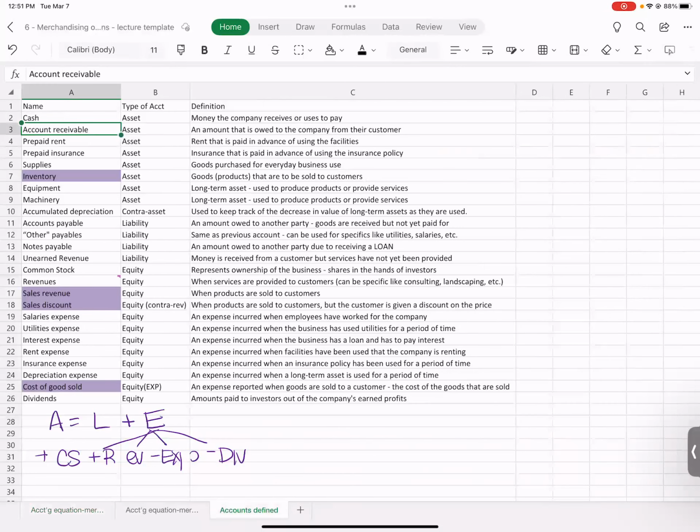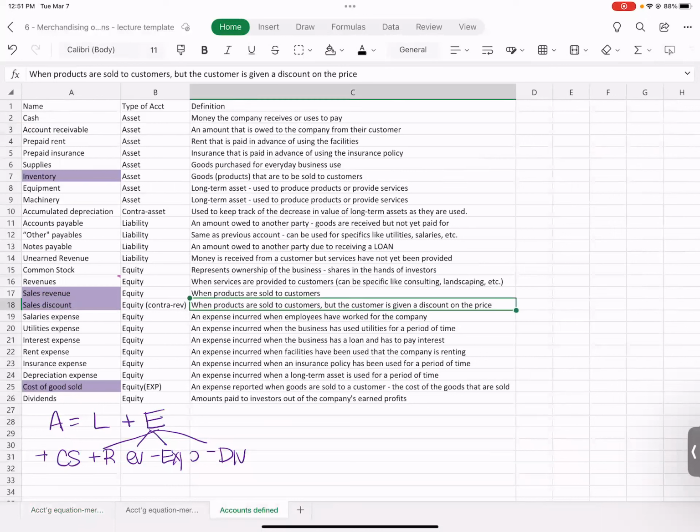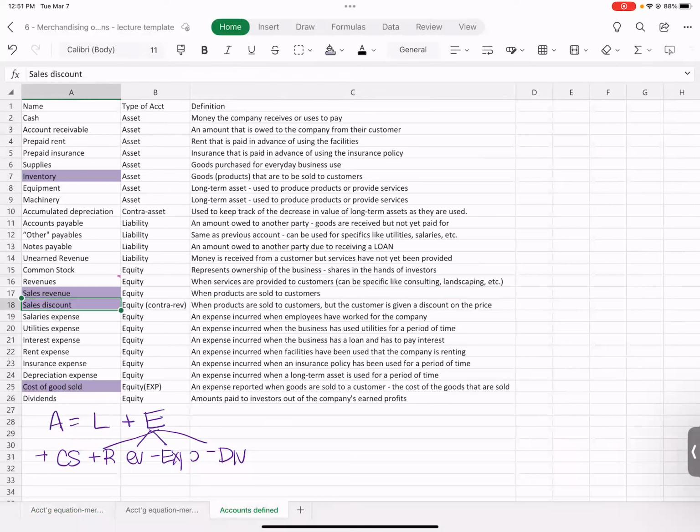If you go over to the accounts defined, you'll see, again, one of the new account names that we're going to use, sales discounts. When products are sold to customers, but the customer is given a discount on the price. And we know that that's going to fall under the same column as the sales revenue does, but it's going to be contra to that revenue. When you hear contra, you have to think opposite of.